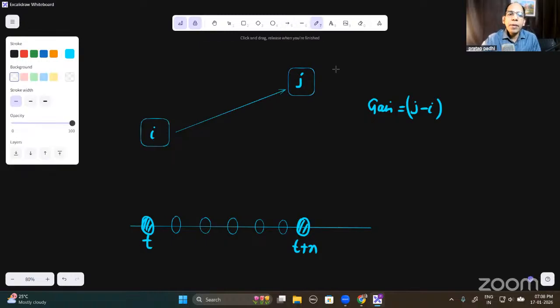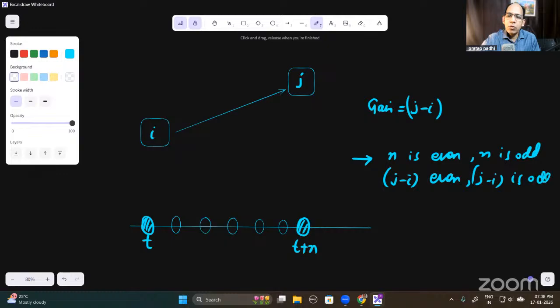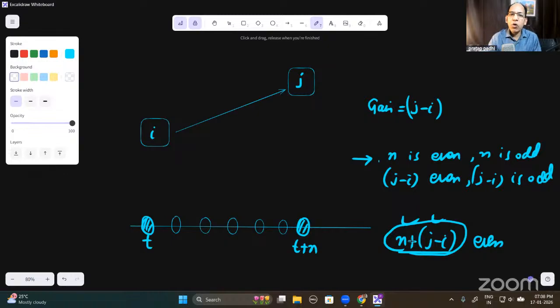So let me write: if n is even, then J minus I should also be even. And if n is odd, J minus I should also be odd. So what will happen ultimately? You add n plus J minus I. This should be even, because even plus even is even, and odd plus odd is also even. So this total is even. That is one condition you need to remember.